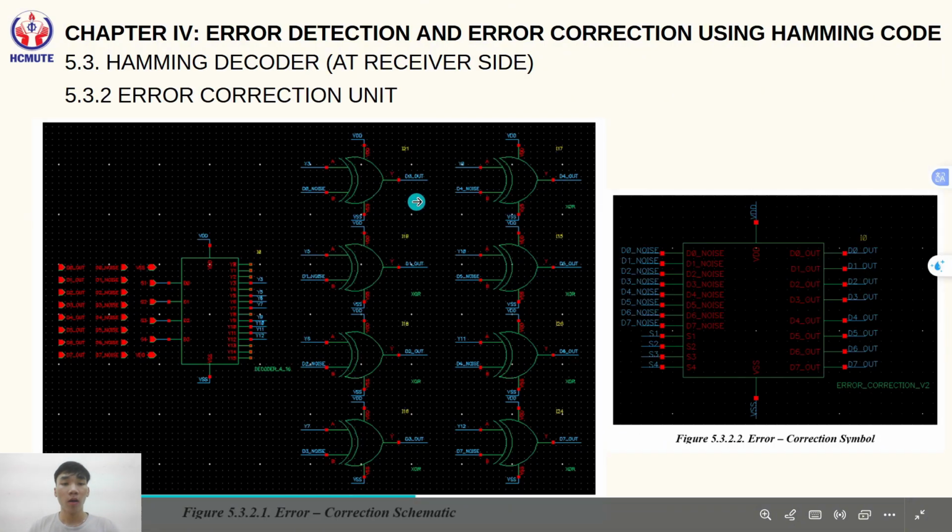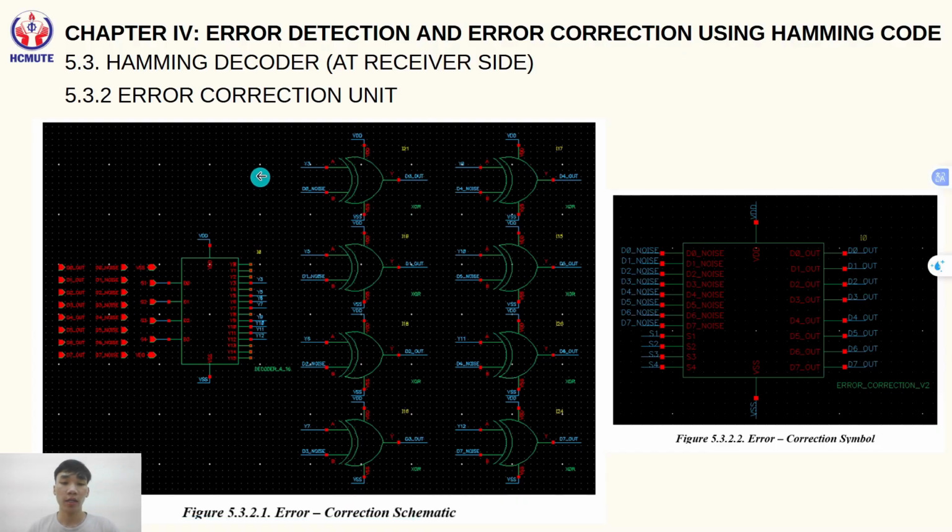And the second block of the Hamming decoder is the error correction unit. ECU is responsible for detecting and correcting single bit error within the data bits extracted from the 12-bit Hamming code word received from the Hamming encoder.